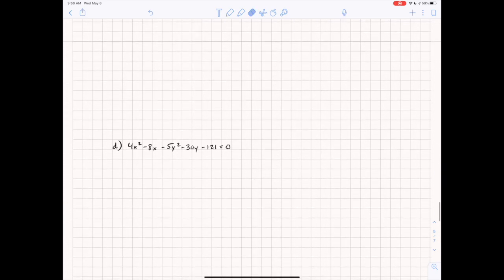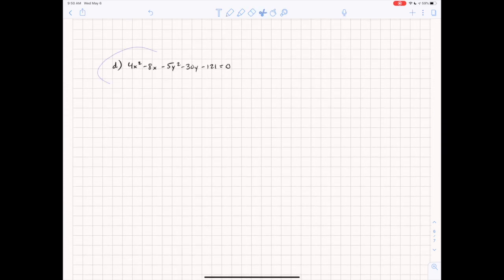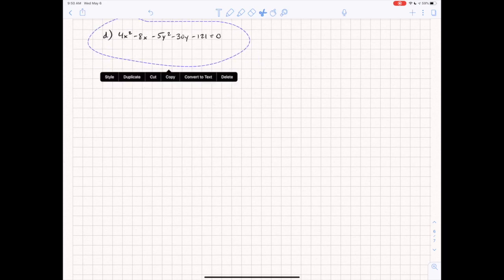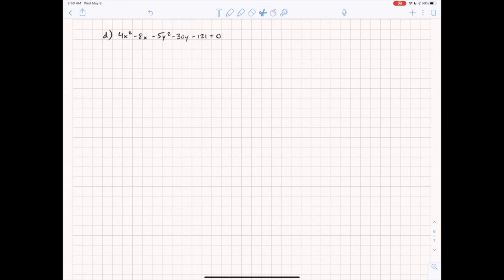I created a new page, so I've got D down here. All right, and so D is going to be kind of the ultimate problem a little bit. Everything kind of culminates up to the last one, but it's fairly straightforward. So let's go through and kind of do the grouping again. So I've got 4x squared minus 8x plus, and then I'm going to show the entire grouping there, minus 5y squared minus 30y. And I'm going to go ahead and add the 121 over, because I know I'm going to need to get that to the other side.